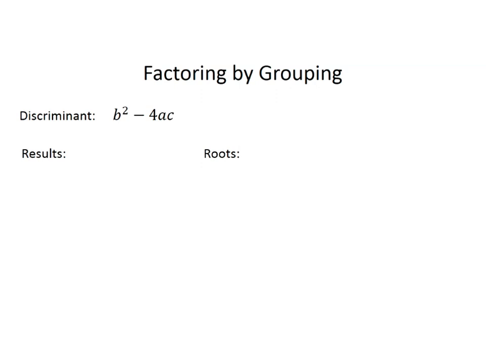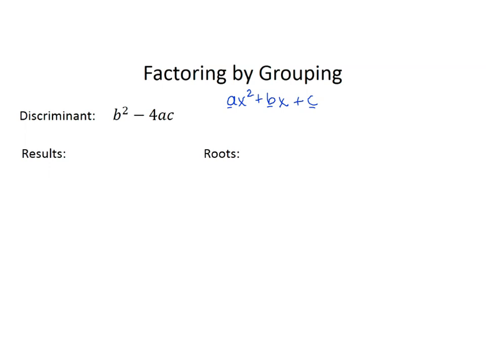When we have a trinomial that's written in standard form, it's ax squared plus bx plus c. This first coefficient is a, the x coefficient is b, and the constant term is c. The discriminant we would find by doing this, b squared minus 4ac.